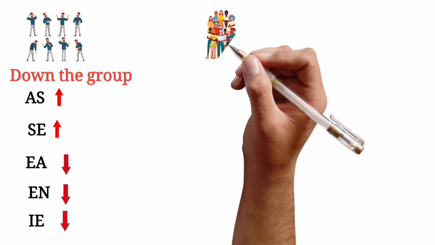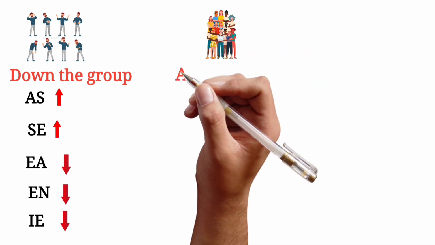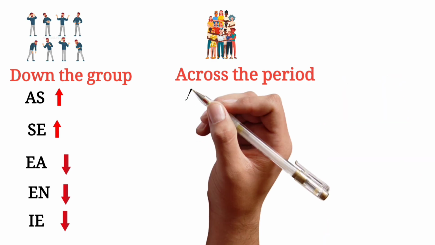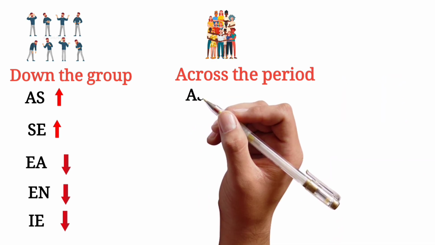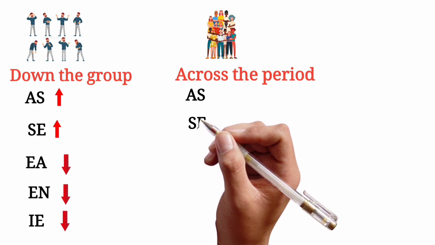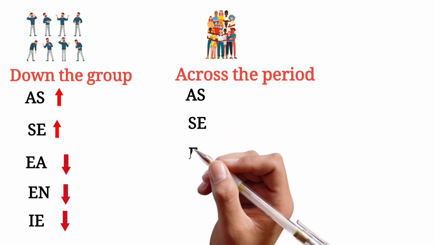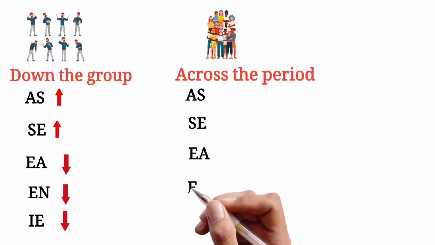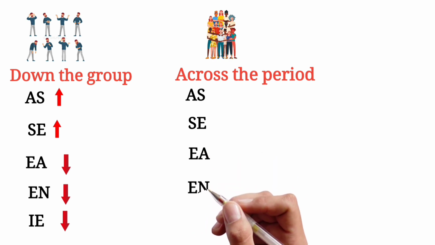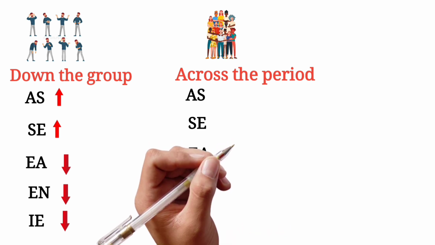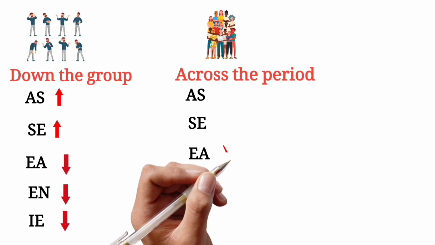Now, let's write on the trend across the period. What happened across the period? Across the period, we still have the same thing here. We have atomic size. I just want you to note that atomic size is also the same as atomic radius. In this sense, it is the same. Atomic size and atomic radius, they will vary the same. And we are just going to reverse everything.